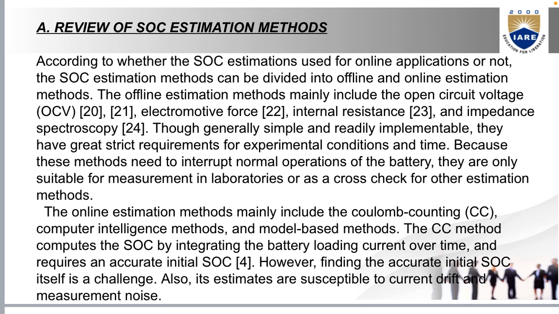The online estimation methods mainly include Coulomb counting, computer intelligence methods, and model-based methods. The CC method computes the SOC by integrating the battery loading current over time and requires an accurate initial SOC. However, finding the accurate initial SOC is itself a challenge. Also, its estimates are susceptible to current drift and measurement noise.